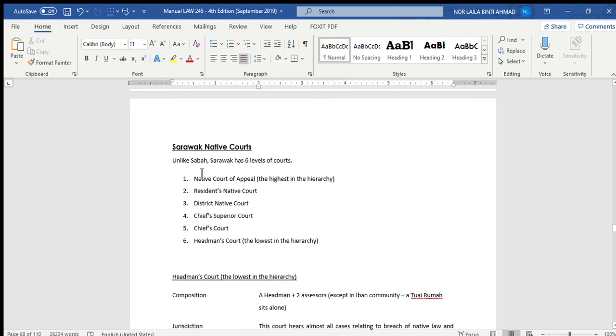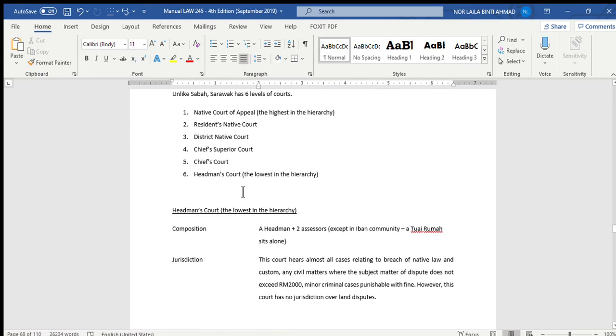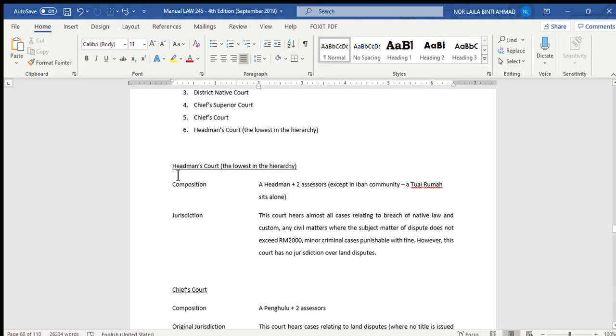Proceed with Sarawak native courts. Sarawak has 6 levels of courts. The highest in the hierarchy is the Native Court of Appeal, followed by Residence Native Courts, District Native Court, Chief Superior Courts, Chief Courts, and Headman's Court, the lowest in the hierarchy. We start with the Headman's Court. Composition, a headman, penghulu, and 2 assessors, except in Iban community, known as Tuan Rumah. So Tuan Rumah will sit alone.